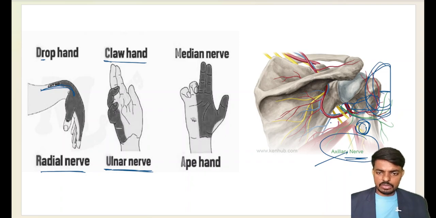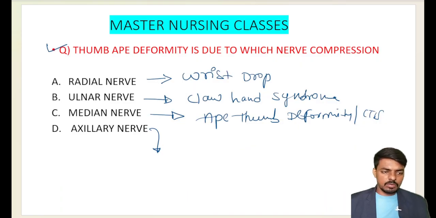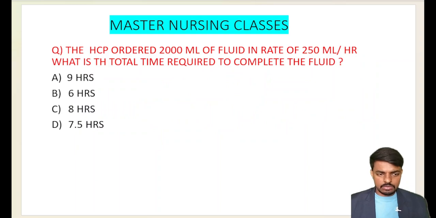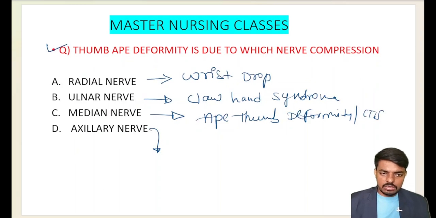Okay, very important. So with an intramuscular injection given improperly in the deltoid muscle, the axillary nerve gets damaged, and in crutch walking with improper technique, again the axillary nerve gets damaged. Okay, very important. So this is the rationale for your questions. Let me move to the next question. Here the answer is that the upper thumb deformity is due to compression of the median nerve.